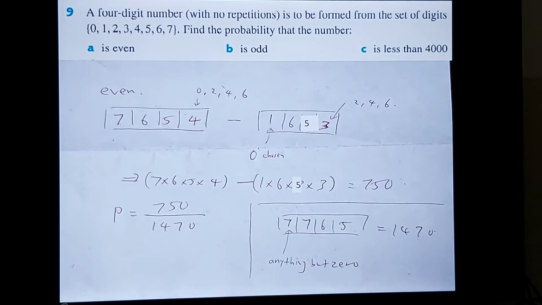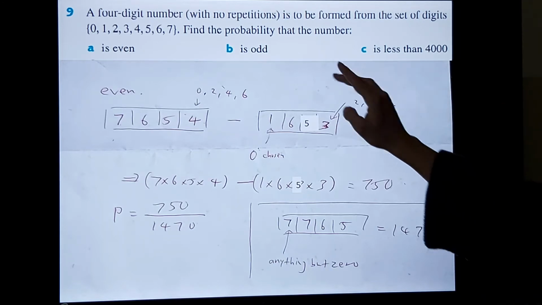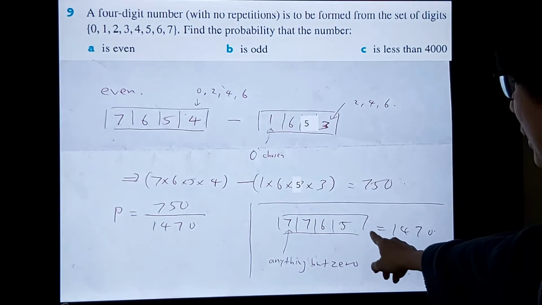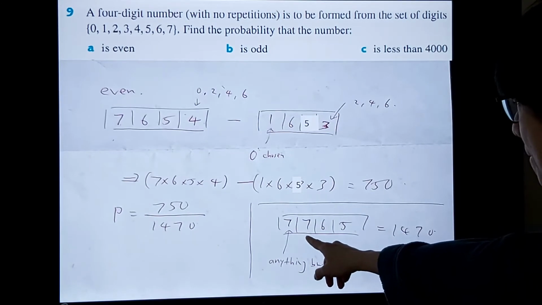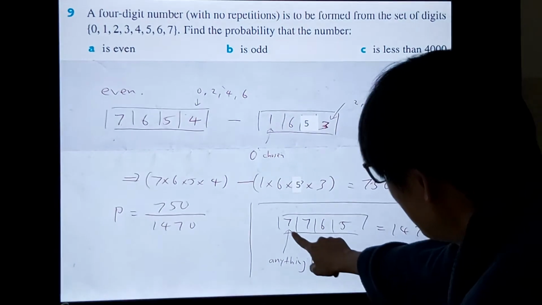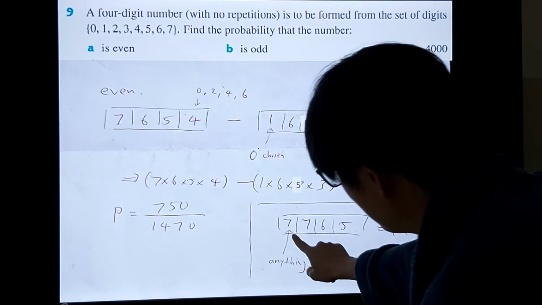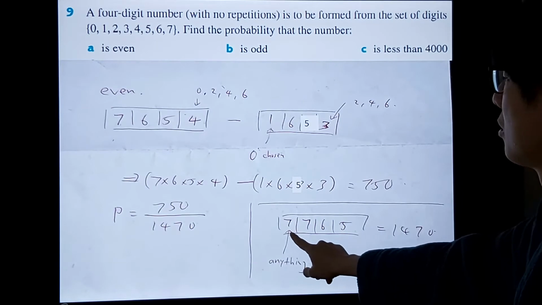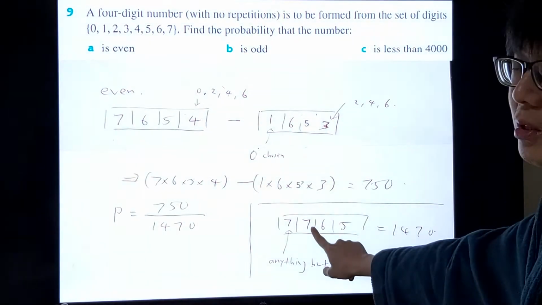I think I already posted a slide with a slightly faster method, but okay, I'll explain the difference between the 2. So let's say I'm trying to find the probability that the number is even. First of all, I have to identify the total possibilities. You have to choose 4 digits from these 8 digits. But the first number cannot be 0, right? So anything but 0, you're left with only 7 choices for the first digit.